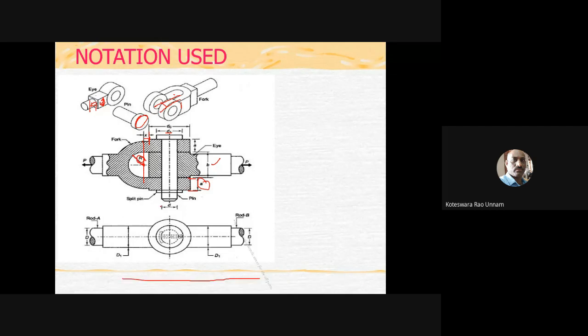This distance is X. Then you have the permissible stresses. Sigma T is permissible tensile stress for all parts. Assuming all parts are made of the same material, the sigma T is the same for all the parts. Similarly you have permissible crushing stress for all the parts, and sometimes permissible shear stress, tau, also, because the pin is in shear, so we need to consider permissible shear stress also. Permissible shear stress for all parts we'll take as tau.